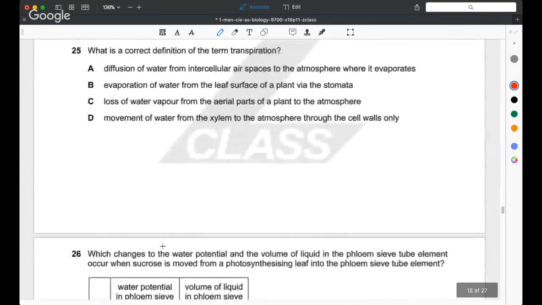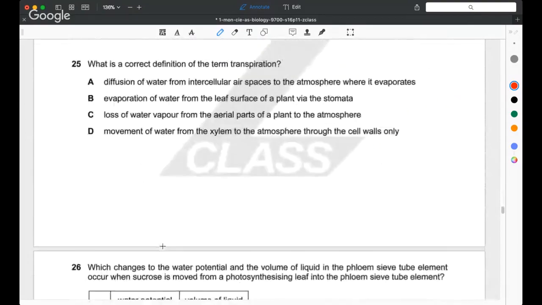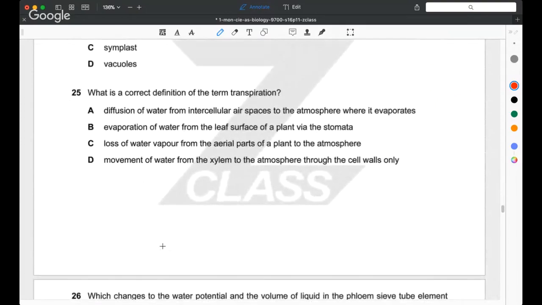Okay. So just scanning through the last of these questions here, the examiner picked up that in question 25, a lot of students, strangely, had very weak understanding of transpiration. So you had to come here with the correct definition of transpiration, and the examiner was saying that only very, very able students, for some reason, had a correct definition of transpiration.